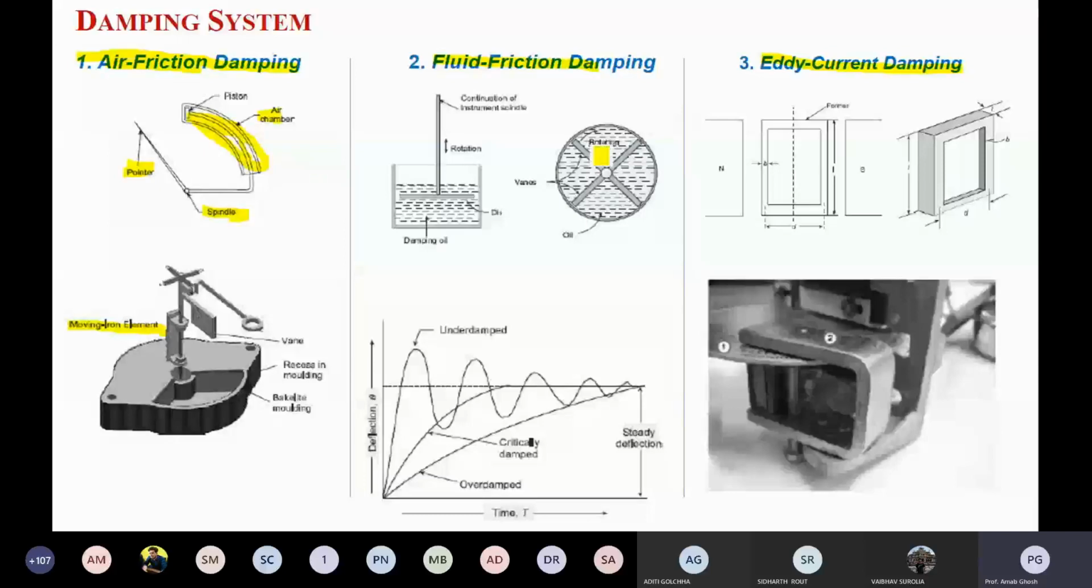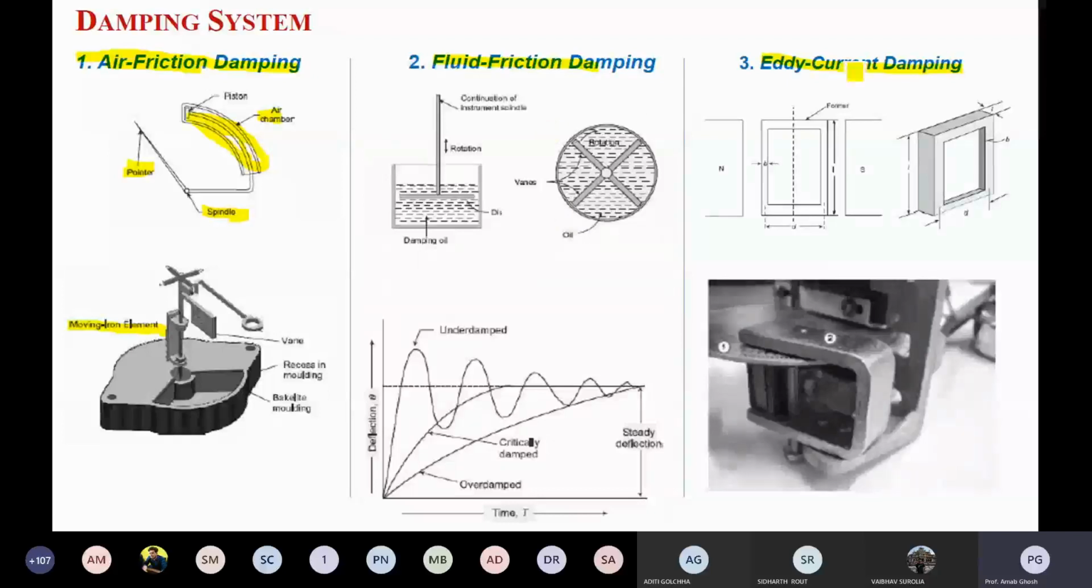Here you can see the vane or the fins. This fin is connected to the shaft of the analog instrument. If the analog instrument tries to move, then that vane is also moving inside the oil. If it is moving inside the oil, the viscous friction counters the movement of the pointer, so that will mitigate the oscillations of the pointer. So normally fluid friction is also used for damping purposes.